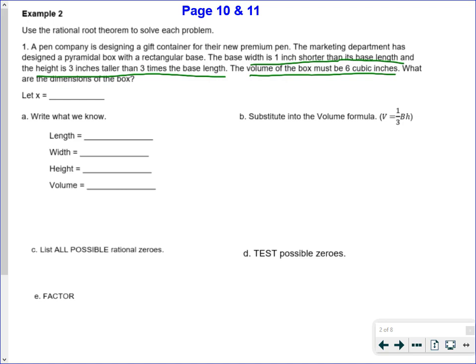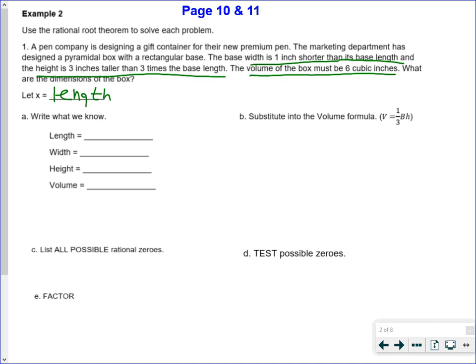So first thing we need to do is figure out what x is going to be. All right, if I look at the two first things that I underlined, we're told the width is 1 inch shorter than its base length, and the height is 3 inches taller than 3 times the base length. They're both being explained in terms of the length, right? If everything's being told in terms of the length, that means we want our x to be the length. We want everything in terms of x. That's why we set x equal to the length.